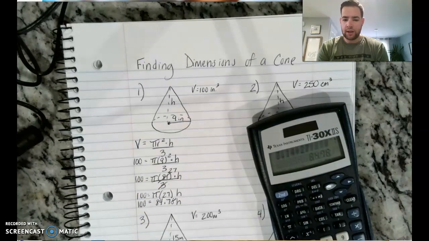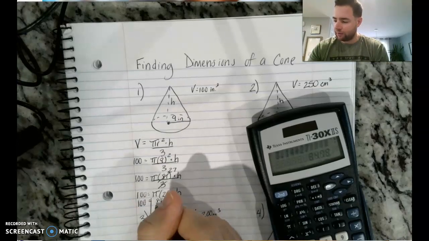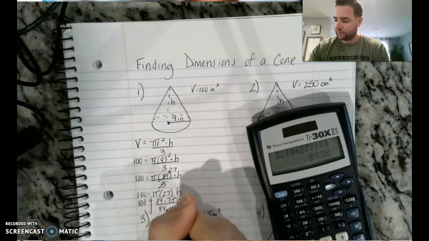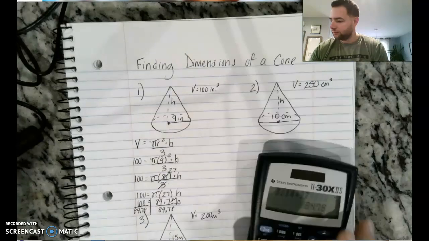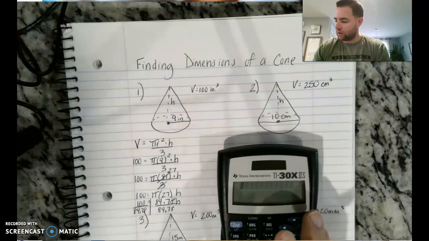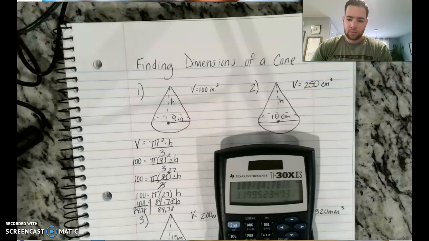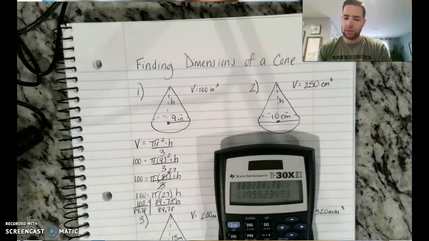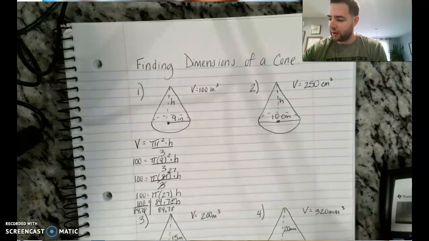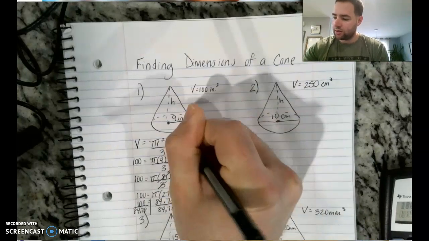And then our last step to get h by itself, I'm just going to divide both sides by 84.78. So in my calculator, 100 divided by 84.78, I'm going to hit equals. And we get about, I'm going to round to the nearest tenth, so I get about 1.2. So my height, I'm going to write height equals 1.2, and then my units are going to be just inches because it's the dimension and not the volume.